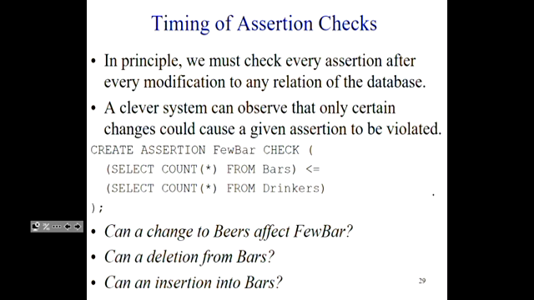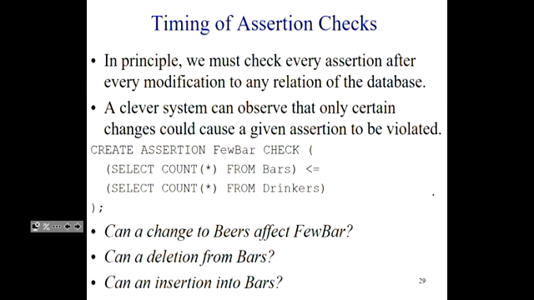So there's one issue here, which is it's not entirely clear when to check an assertion, right? In principle, we want to be checking the assertion after every single modification to every single relation in the database. But you can do better, right? A clever system can observe that only certain changes can cause an assertion to be violated. So let's say this is my assertion. Once again, it's FewBar. I'm trying to check if the count of bars is less than or equal to the count of drinkers. Okay? So let's talk about these potential updates.